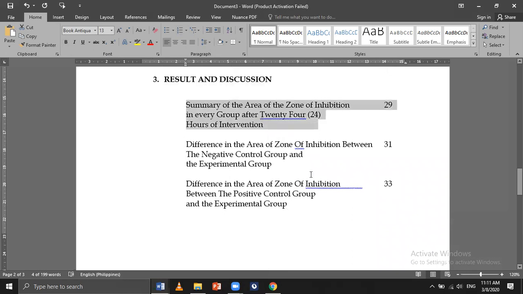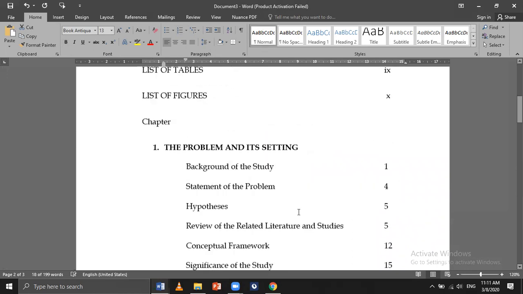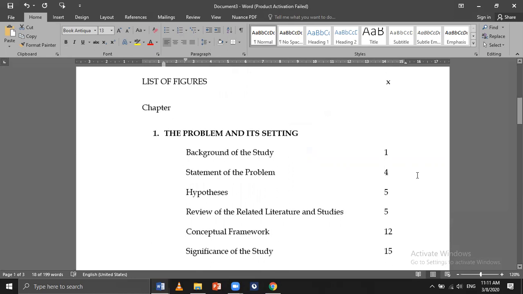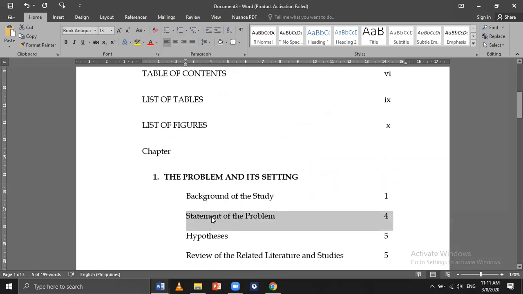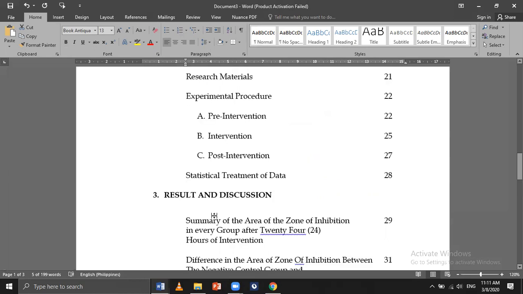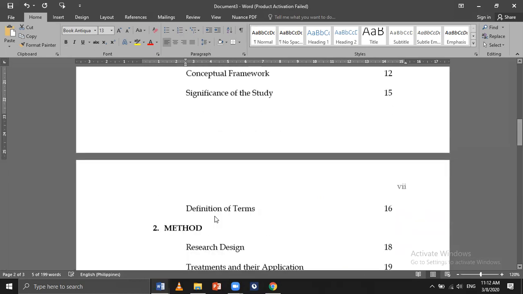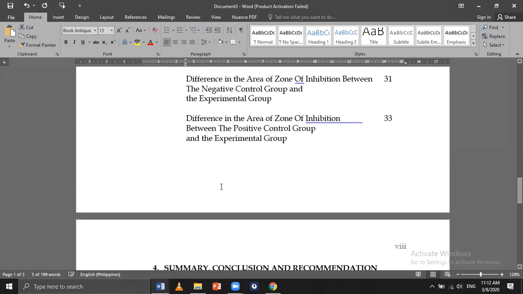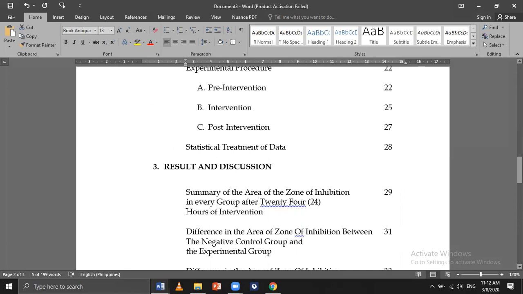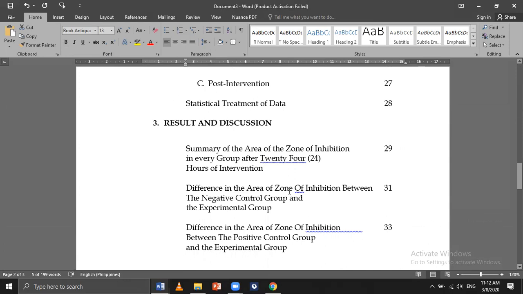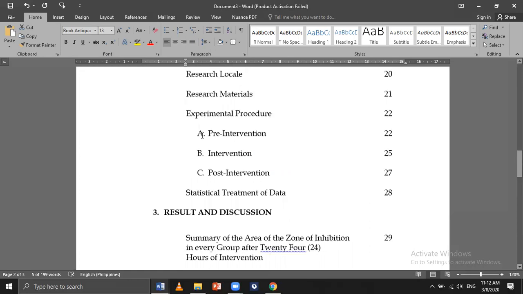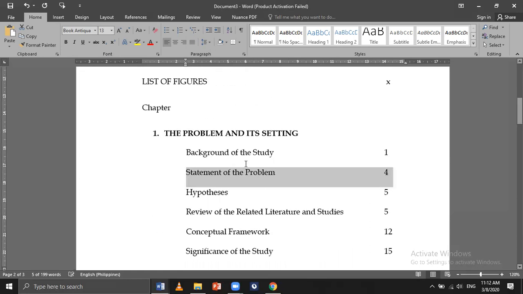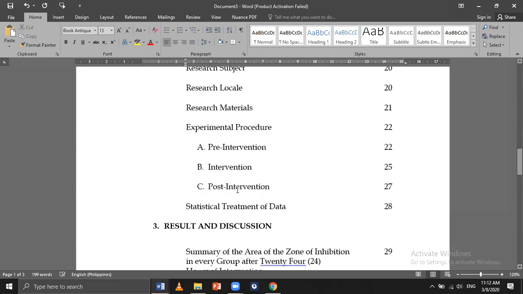These headings are actually based on your hypothesis or statement of the problem. So you can, let's say, infer that the statement of the problem here has 3 problems. Those were: what is the summary of the area of zone of inhibition in every group after 24 hours, and what are the differences in the area of zone of inhibition, and such. So the results and discussion subheadings will be based on your statement of the problem.